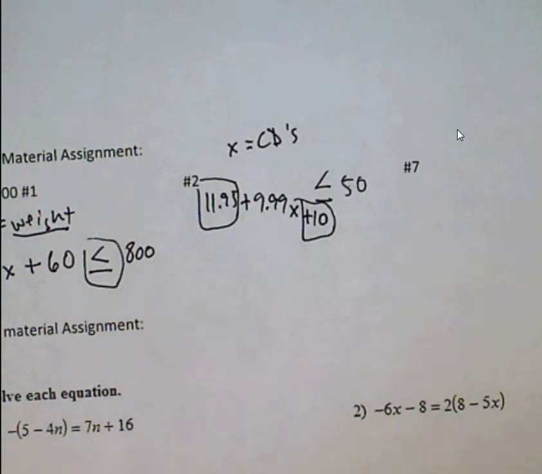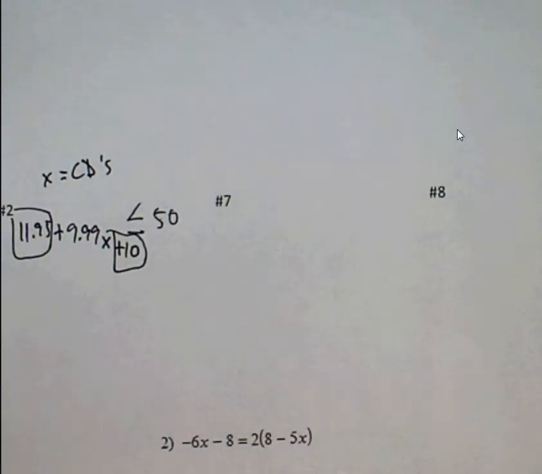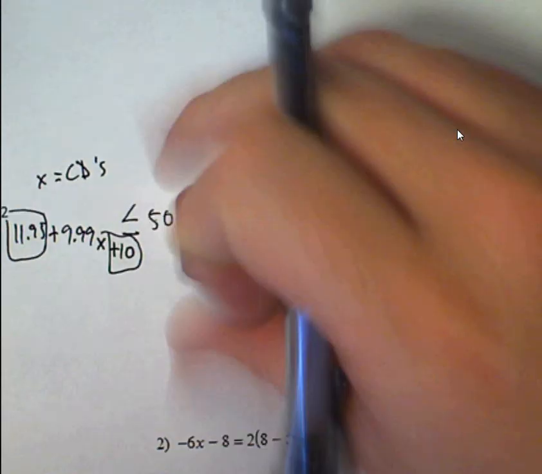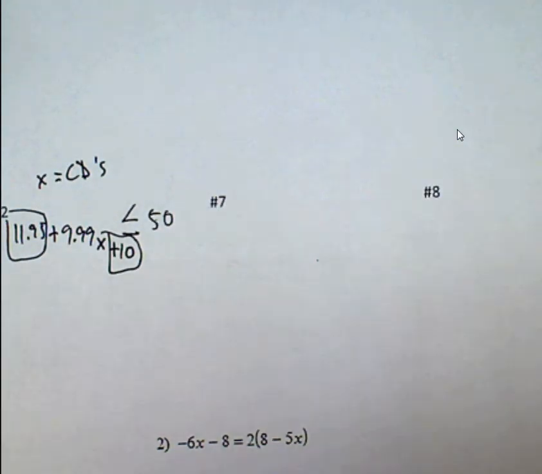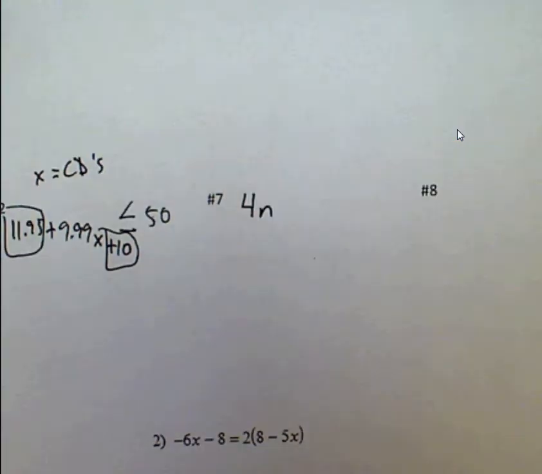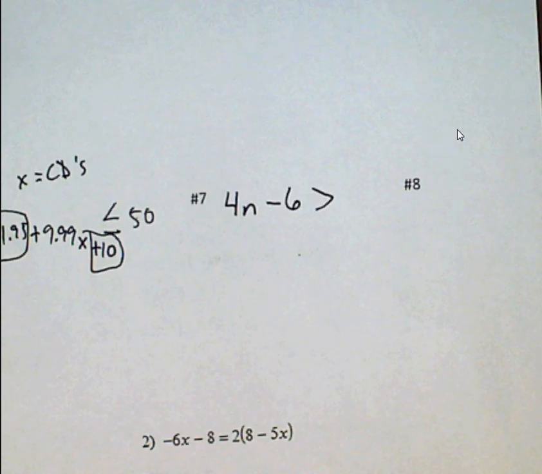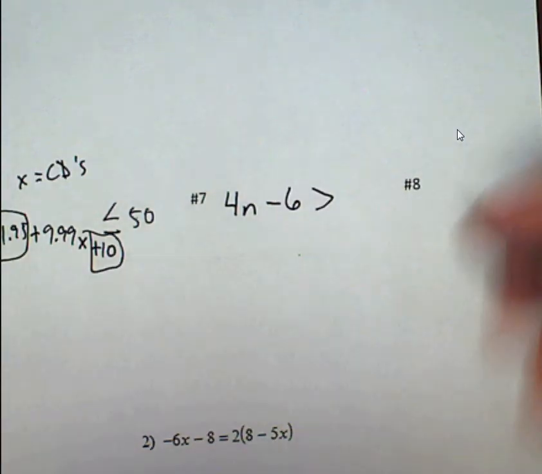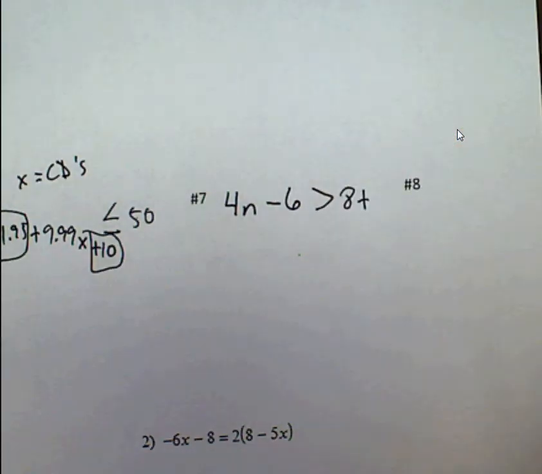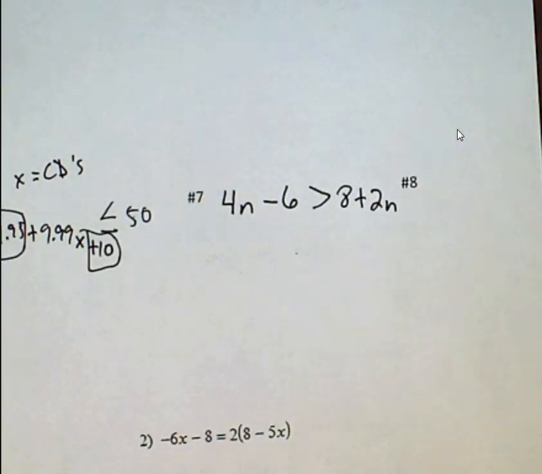I will move on to number 7 because that's just solving equations. On number 7, go ahead and pause the video and try here. It says 4 times a number minus 6 is greater than, there's the greater than sign, 8 plus 2 times the number. That's how I would set it up.